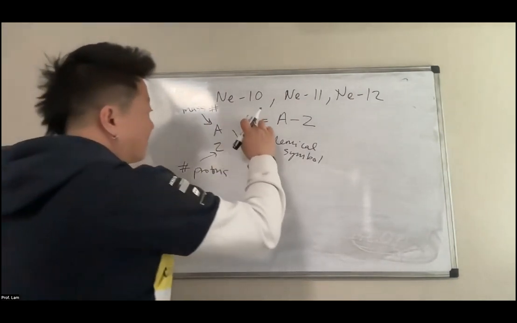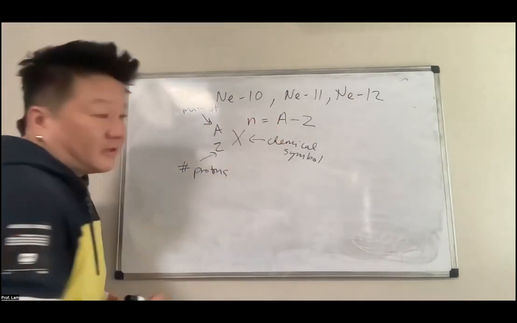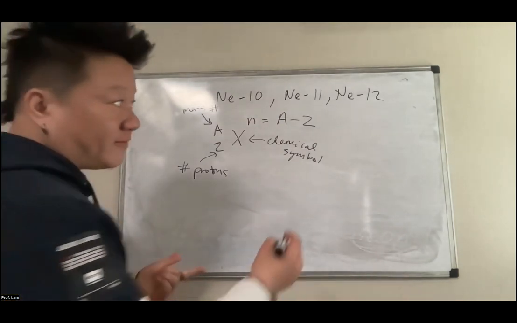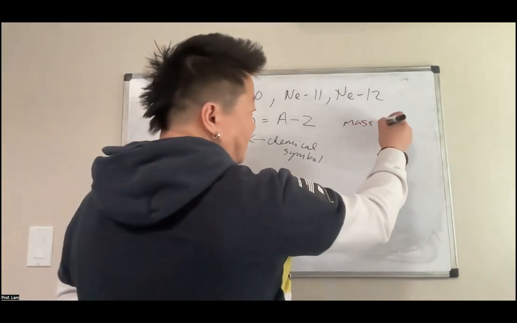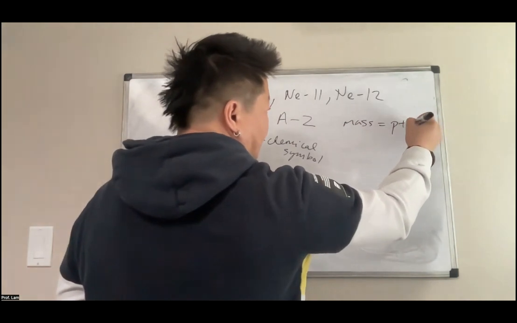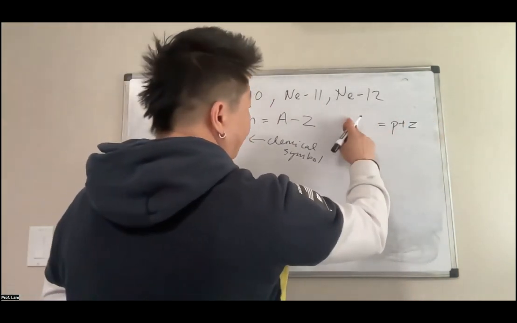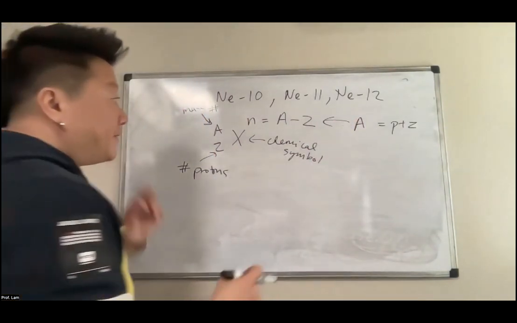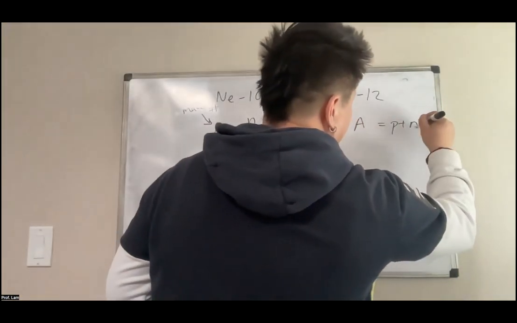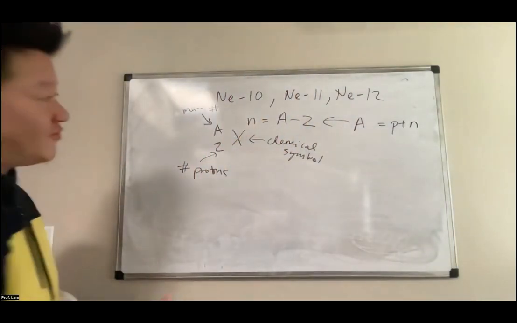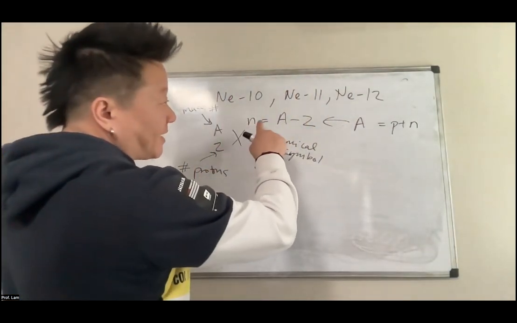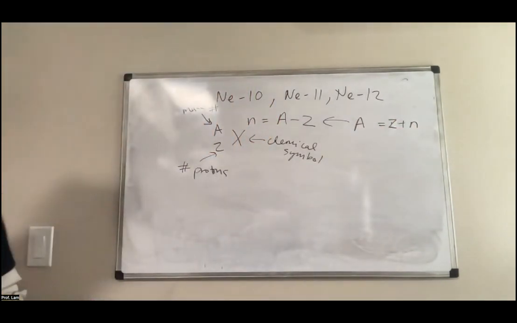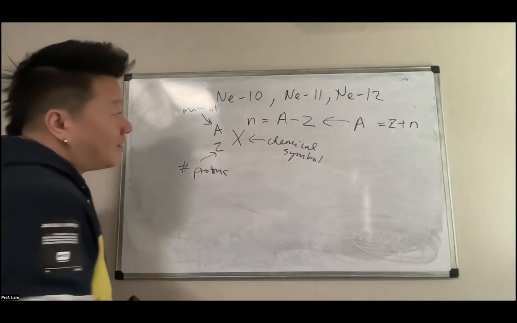Okay. Because remember, the mass of an atom is only determined by proton and neutron, right? So mass is equal to P plus N, and the mass number is A, right? Okay. So that means, number of neutrons. So if you want to know the number of neutrons, you just take A minus Z, okay? Because the number of protons is Z, okay?